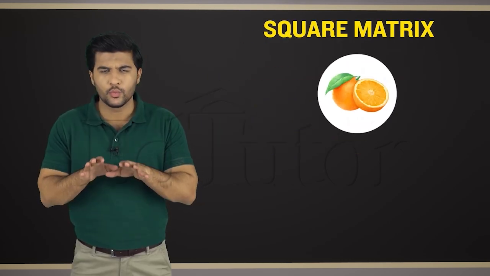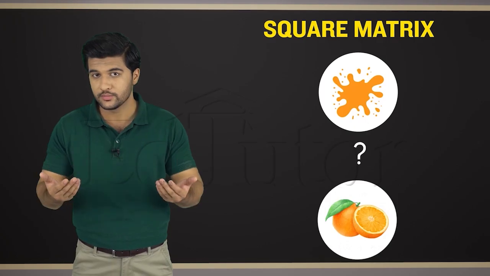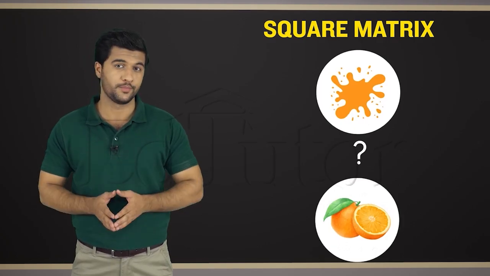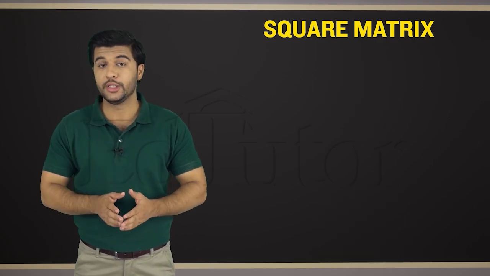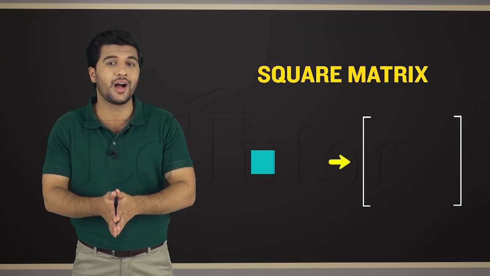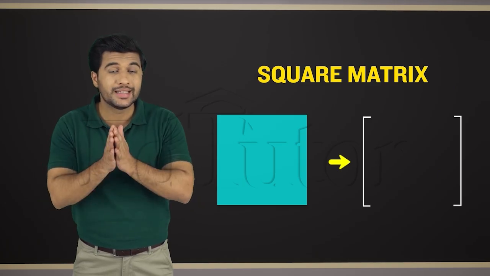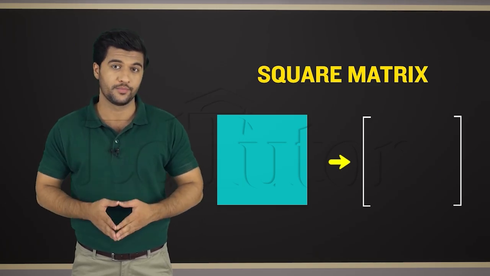Orange. Was the fruit named after the color or the other way around? No one's sure. However, what we do know for sure is that the square matrix was named after the shape. Why is that so? Because they both look similar.